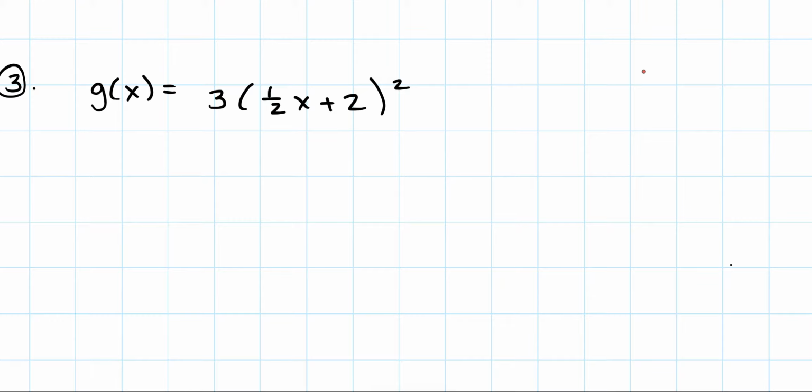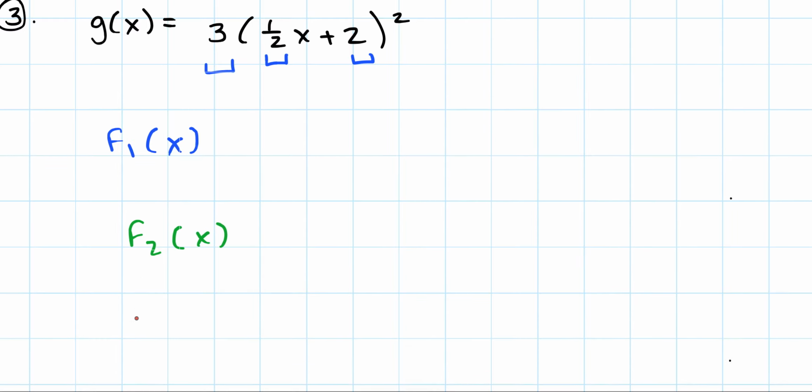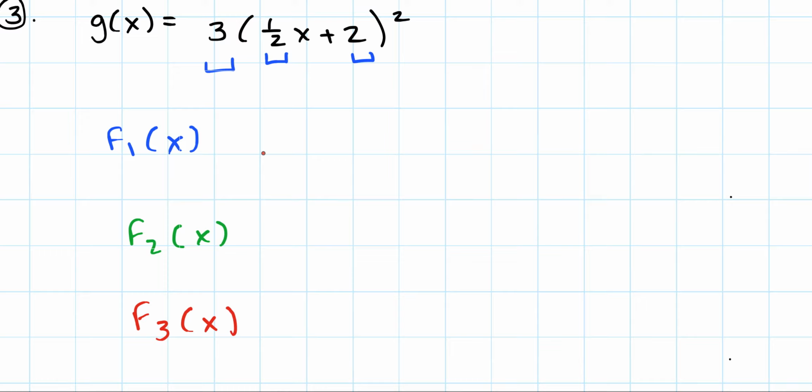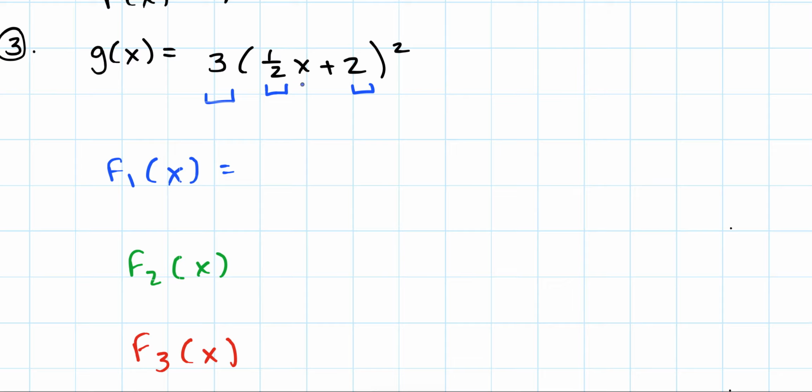All right, how many things do we have going on here? We have this 3, we have this 1/2, and this 2. My original function is f of x equals x squared. So we're going to have 3 functions, f1, f2, and f3. What is the first thing you want to do? You can do whatever you want.